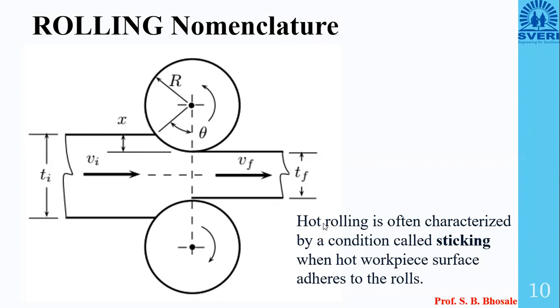Okay, here one more part is there, called sticking. Hot rolling is often characterized by a condition called sticking, when the hot workpiece surface adheres to the roller. So what is happening in hot rolling?